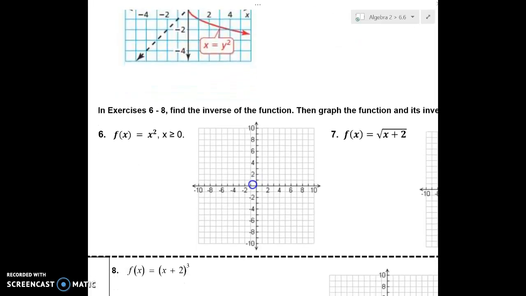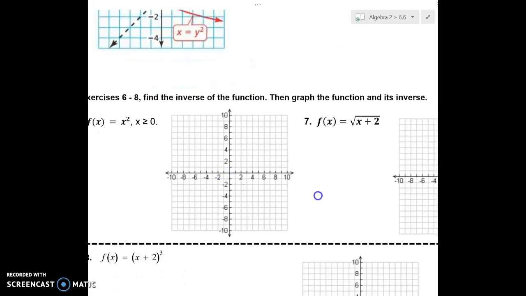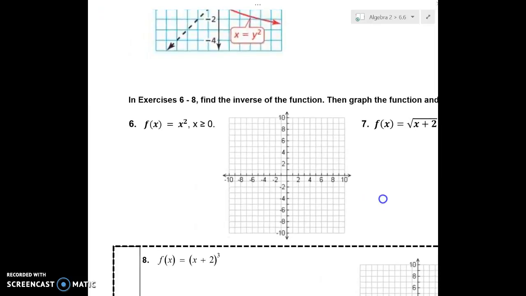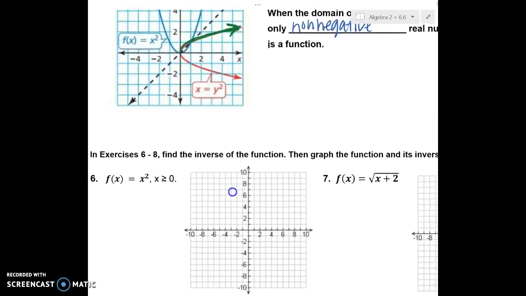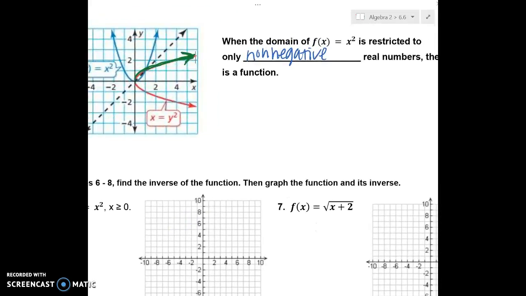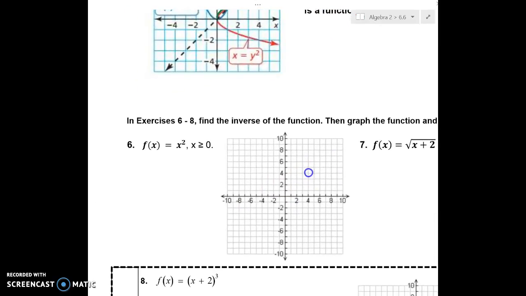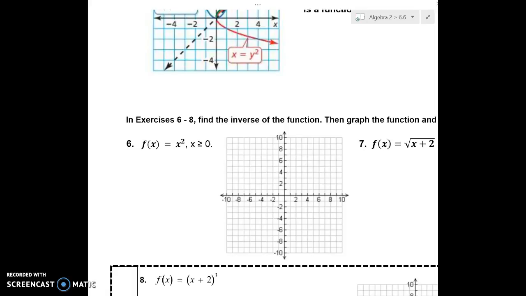Number 6, we need to find the inverse of the function, then graph the function and its inverse. So here, as you can see, the domain is restricted. Every time you have an x squared, make sure you restrict the domain, because if we don't restrict the domain, then the inverse is not going to be a real function, and we want both of them to be real functions. So let's go ahead and start. So it's what we've been doing.